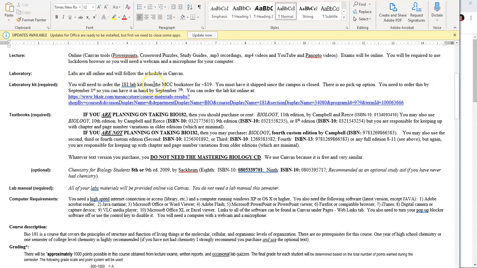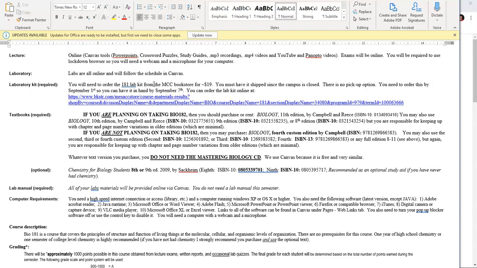You need to order a lab kit from the MCC bookstore. I think it's $18.75. I just put approximately $19 because I don't know if that's going to change. Originally, they were going to allow you to come and pick them up at a certain time in the parking lot, but they're running into the same issue as I am, where they have to decontaminate people and things like that. So they're not going to pass them out in the parking lot. They're going to require everyone to have their kit shipped to them since the campus is closed. So, like I said, there's no pickup option.